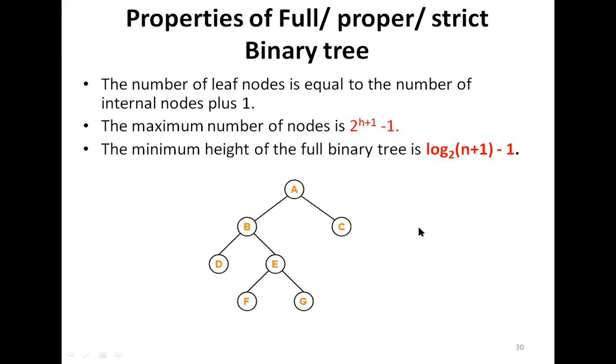Okay. Now the maximum number of nodes, the formula is this one, 2 to the h plus 1 minus 1. So what is 2 to the h plus 1? H is 3, right? Height is 3. So 2 to the power 3 plus 1 is 2 to the power 4. Okay. So 2 to the power 4 is how much? 16. 16 minus 1 is 15. So this tree can have a maximum of 15 nodes.